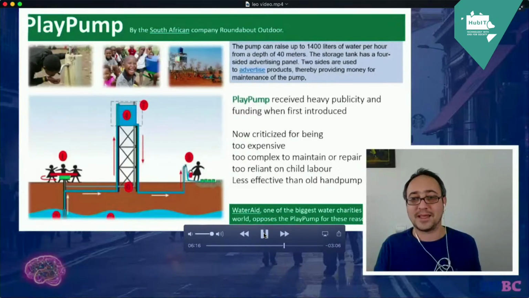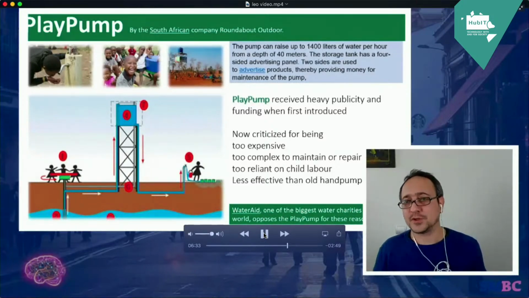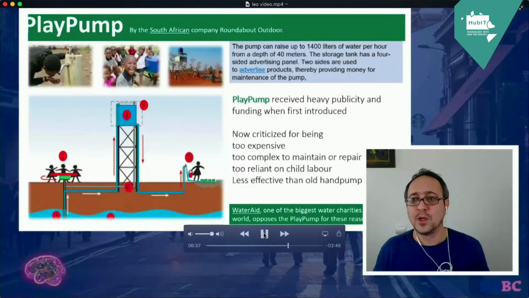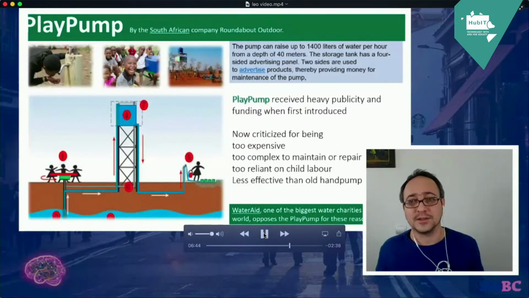Trevor saw many kids playing in the road, so he said, okay, let's create some merry-go-round, make a pump, and nudge kids to play more by giving them something and a motive. So if you see, the pump can raise up to 1,400 liters of water per hour. So in 1 hour, it covers the need of the whole village.